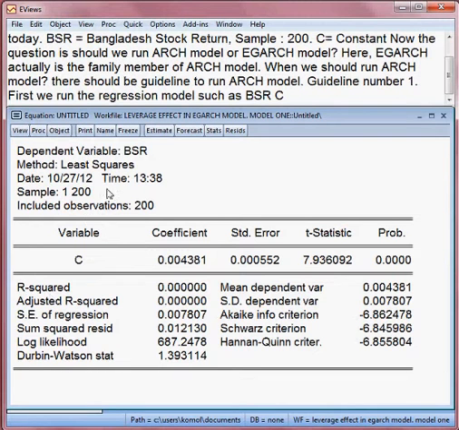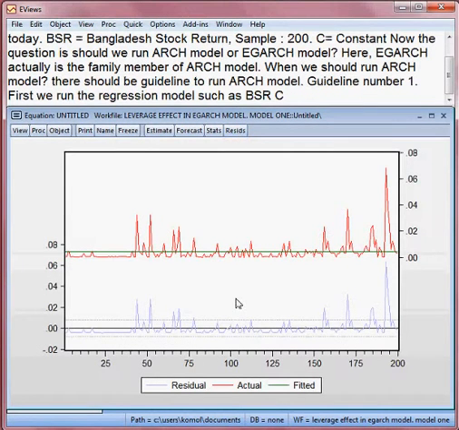And from this model, this is the dependent variable BSR. Now from this model I check the residual. Here you can see residual of this model. I click on the residual, and you can see those are the residuals, right? The data runs from day 1 until day 200. So our sample size is 200 days return.